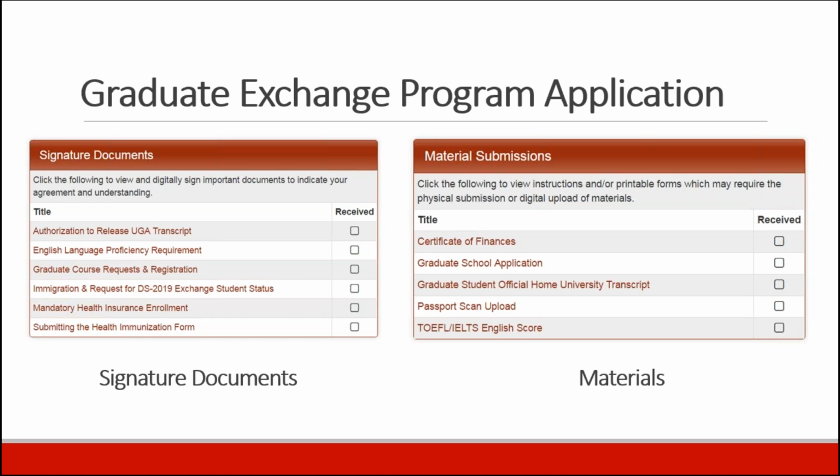the graduate exchange application. And then for your materials as a graduate student, you do need to upload a certificate of finances, which is required by the graduate school, in addition to applying to the graduate school. So you will need to apply there and also upload a screenshot. And then graduate students do need to have official home university transcripts that are mailed to the graduate school, but that can be done after you are accepted to the graduate school. So just be aware of that as well.